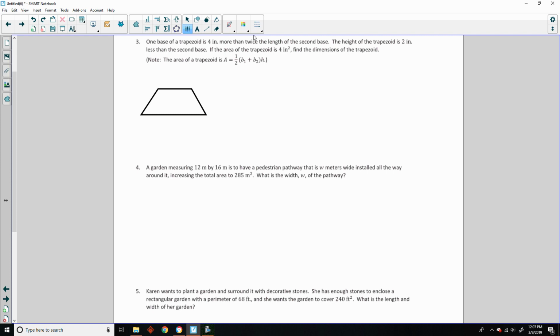I drew a trapezoid because that's what this is about. One base of a trapezoid is 4 inches more than twice the length of the second base. Okay, so remember height is here. This vertical line that forms a right angle. The height of the trapezoid is 2 inches less than the second base. One base of a trapezoid is 4 inches more than, that's plus, and read it right to left, twice the length of the second base.